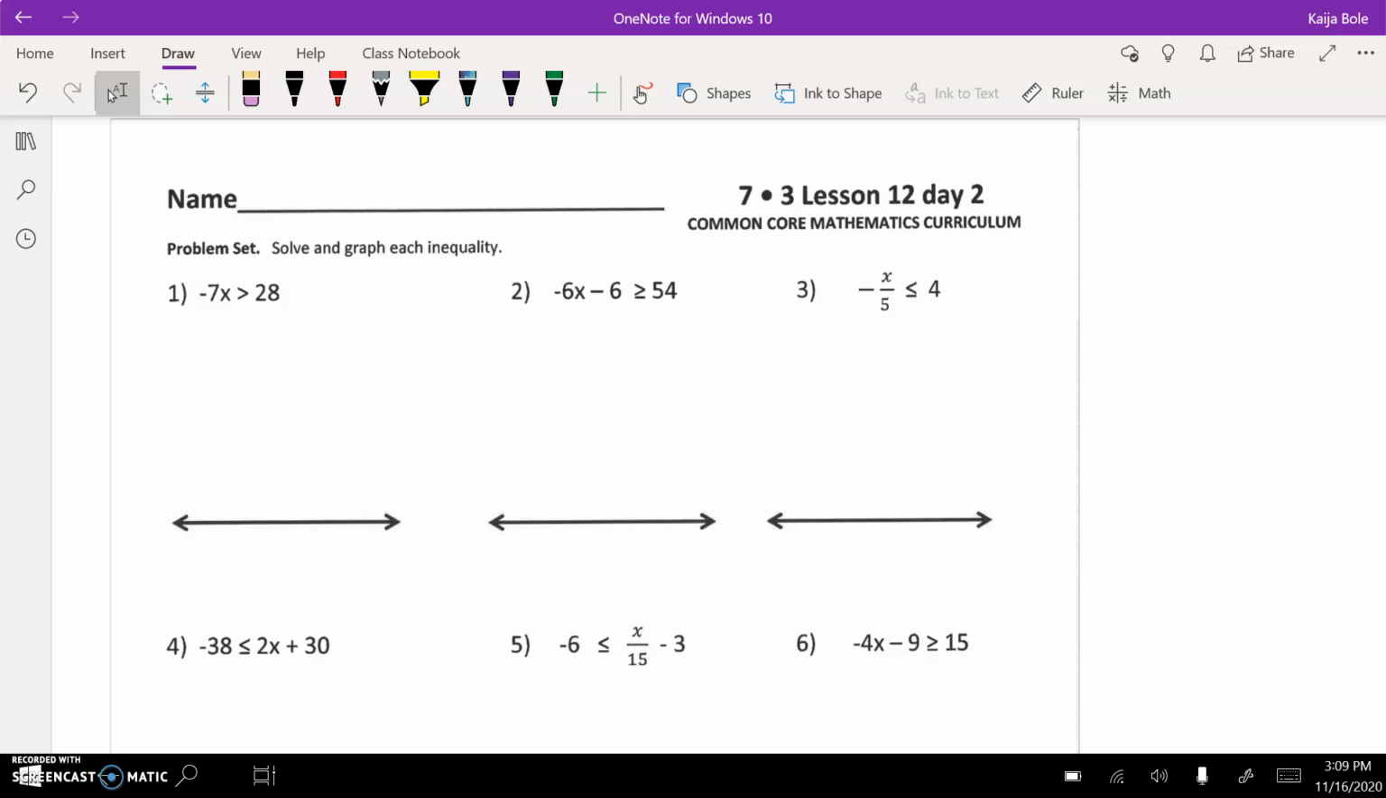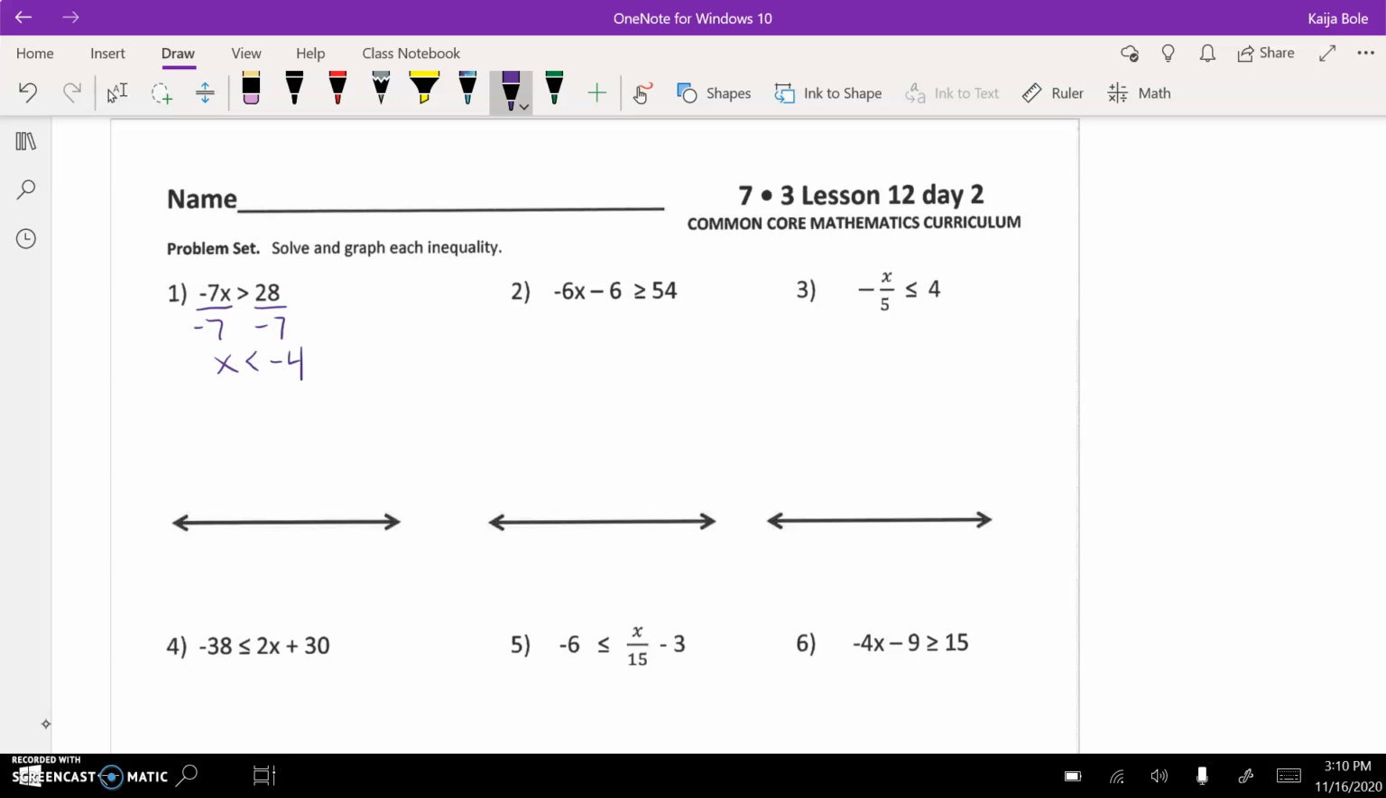So what that would look like, if I look at number 1, first I have to solve. It's like solving an equation just without the equal sign. So I divide by -7. And now remember, when you divide by a negative, you have to flip the sign. So you get x is less than -4.